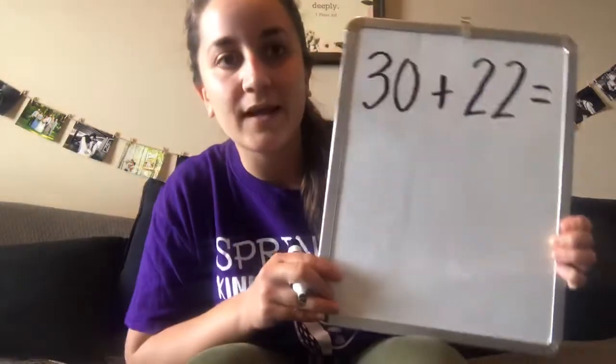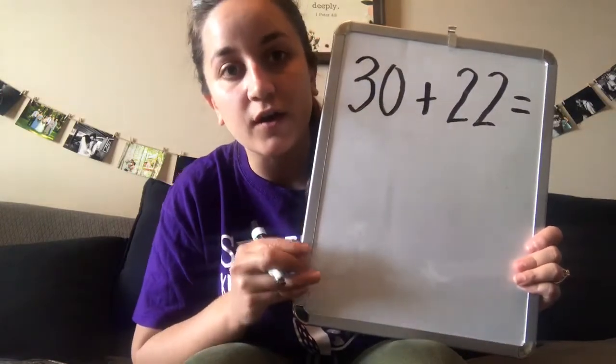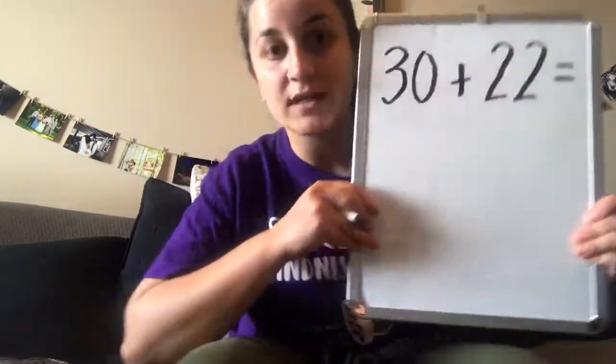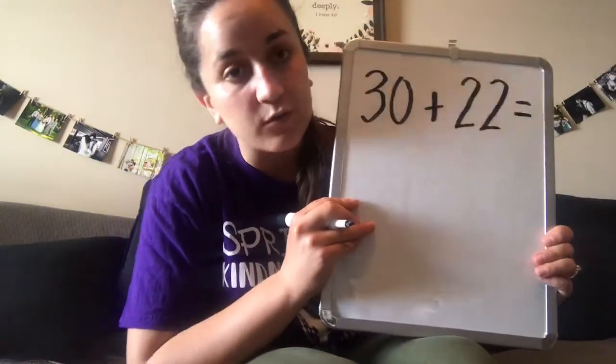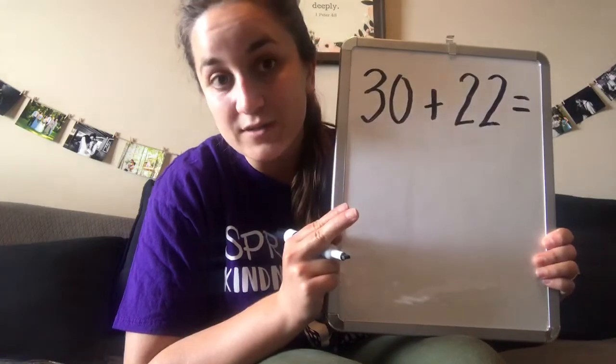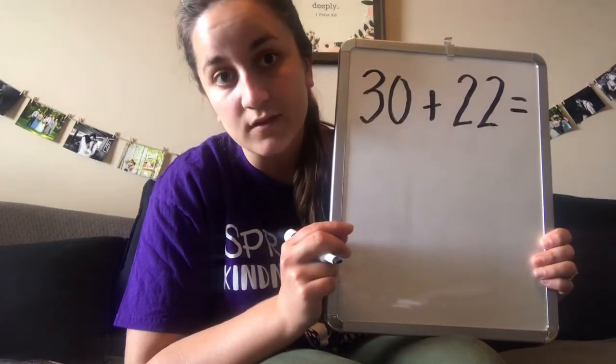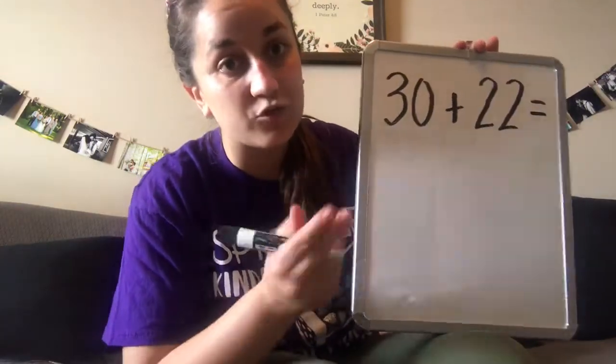So the first one, these are the types of problems that we were doing before we left for this long break. So my first question to you is 30 plus 22. Now, if you are not sure how to solve this, I'm going to give you a few clues of what you could do. You could draw a picture, you could use a number grid, or you could add the tens and the ones. So I'm going to show you the example of drawing the picture.